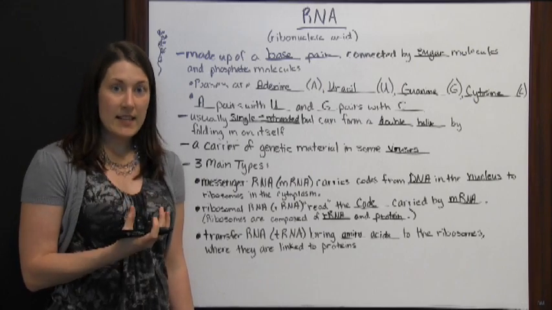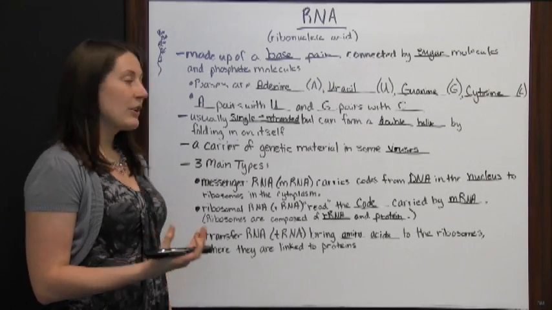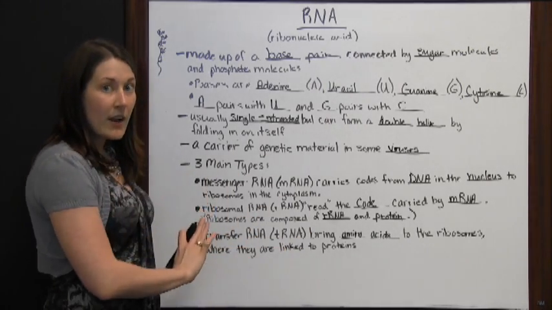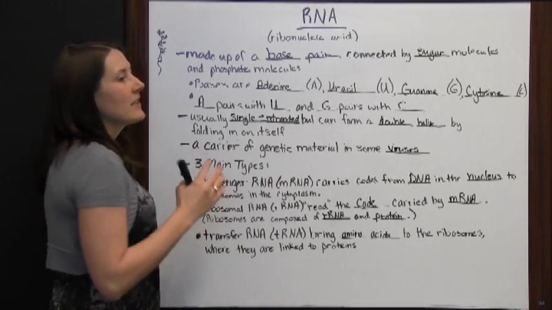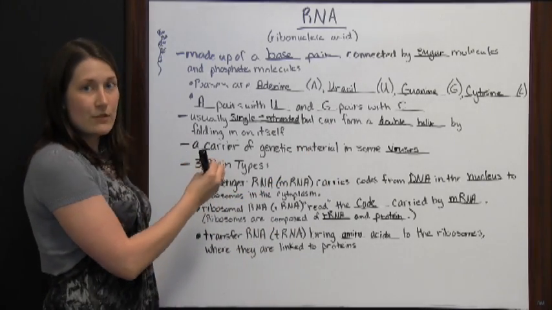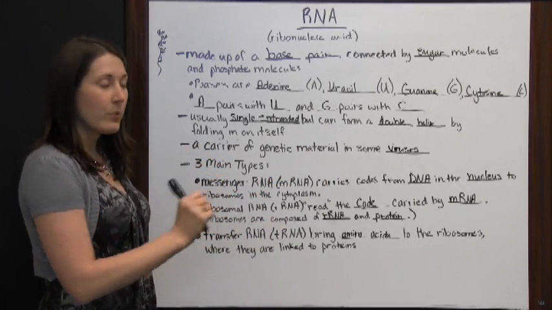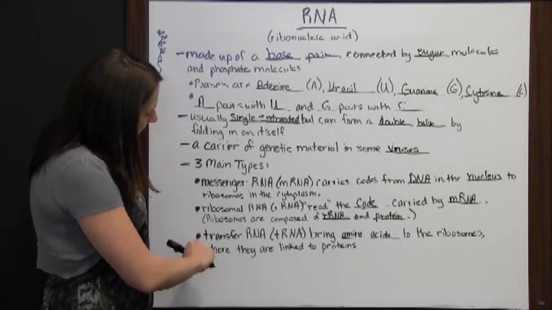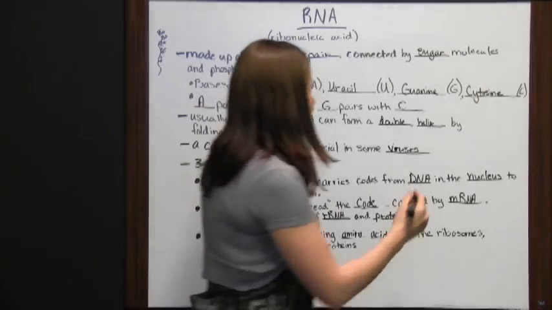DNA is mainly just going to stay in the nucleus and hold that genetic material. RNA is going to move it around, except in the case of viruses, where RNA is the main holder of genetic material instead of just a transport system. So let me show you what this might look like.